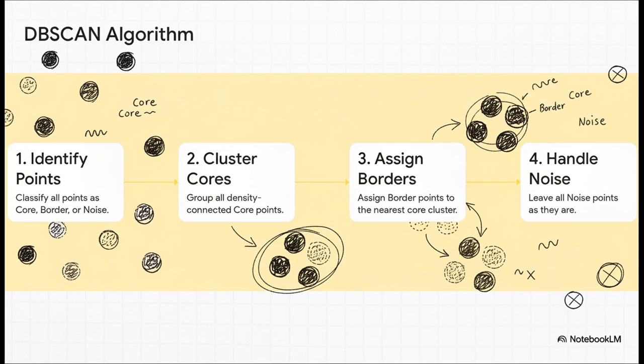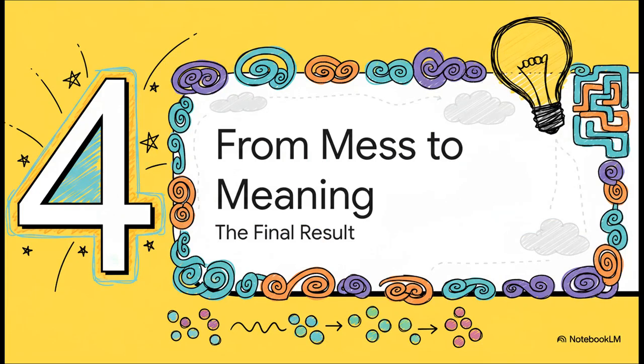It then finds all the other core points that are reachable from it and pulls them all into that same cluster. Third, it looks for any border points that are hanging around those clusters and assigns them. And finally, and this is key, any points that got labeled as noise are simply left alone. And this is where the magic really happens. By following that simple density-based logic, the algorithm can uncover these amazing patterns that were totally invisible to other methods.